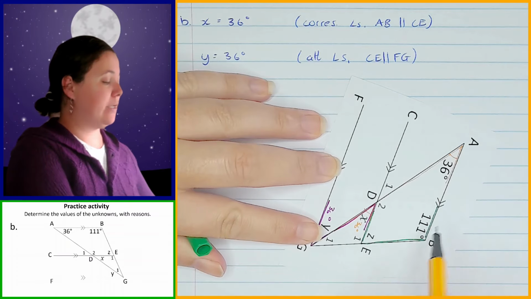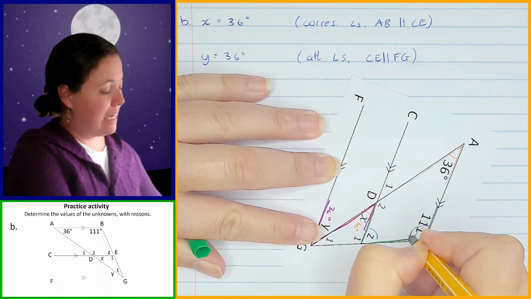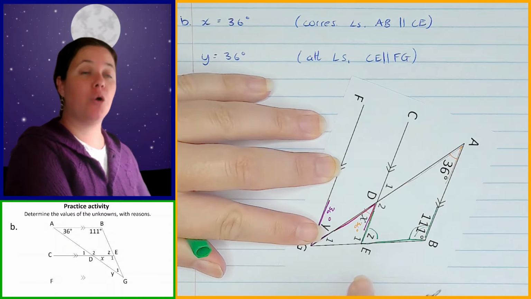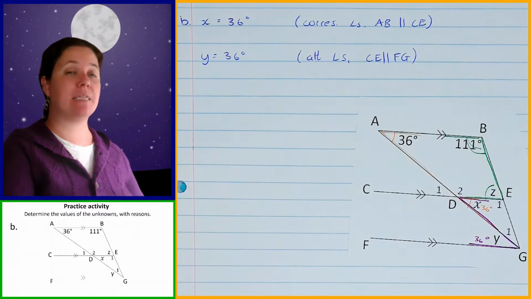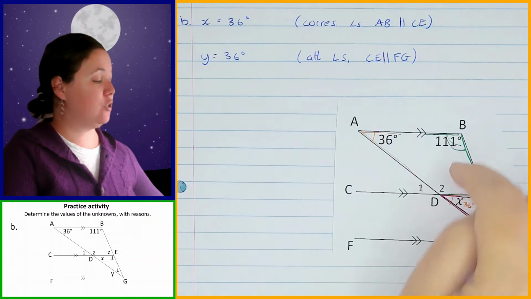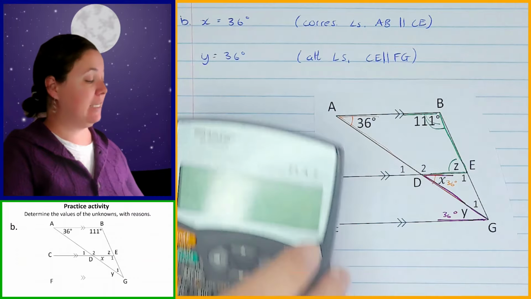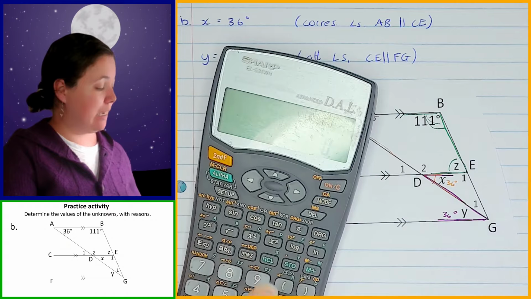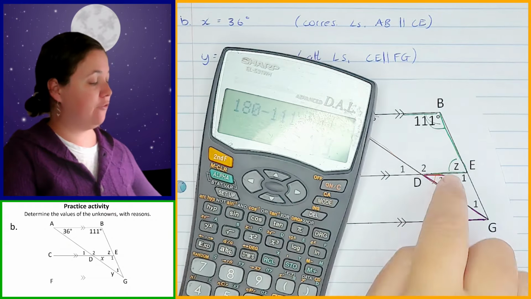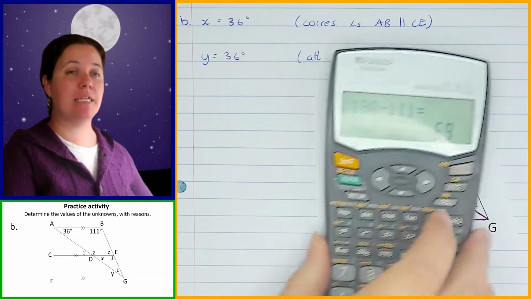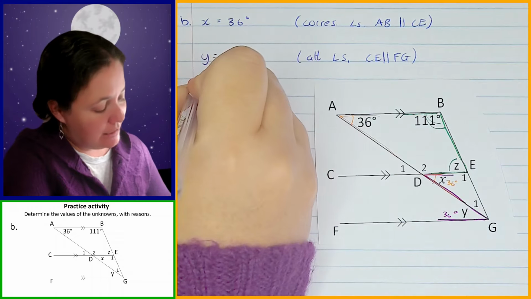So they are co-interior. These two angles are together inside the same space. Now remember, co-interior angles, when your lines are parallel, are going to be supplementary. That means that these two angles must add up to 180 degrees. So I can say that 180 minus 111 will give me Z. So that means that Z is going to be 69 degrees. So Z is 69 degrees.